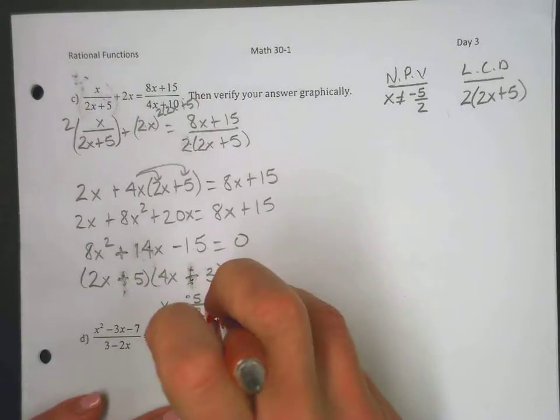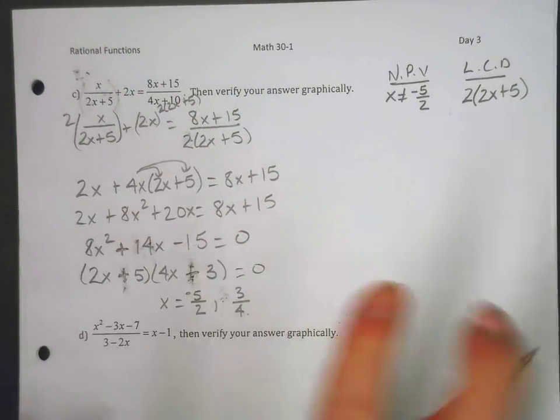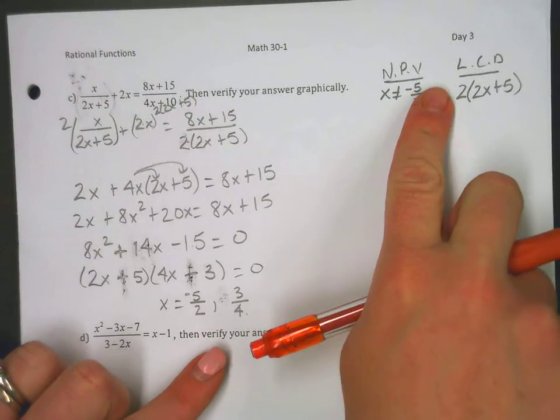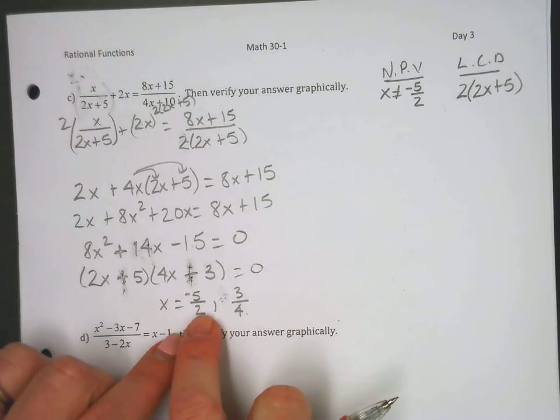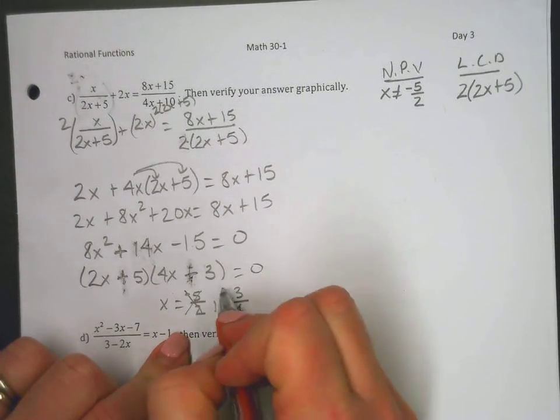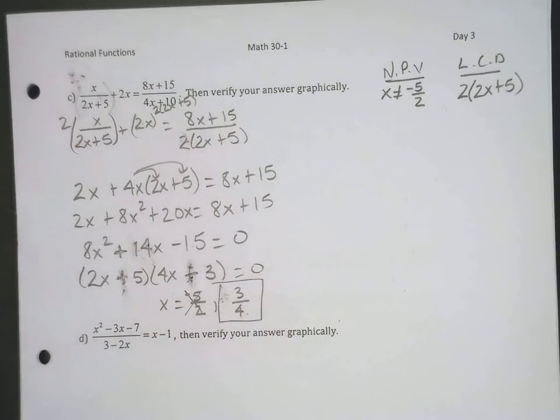So I'm going to cross-reference with my non-permissible value. Negative 5/2, no good. This is extraneous. So my solution would be x equals 3/4. All right.